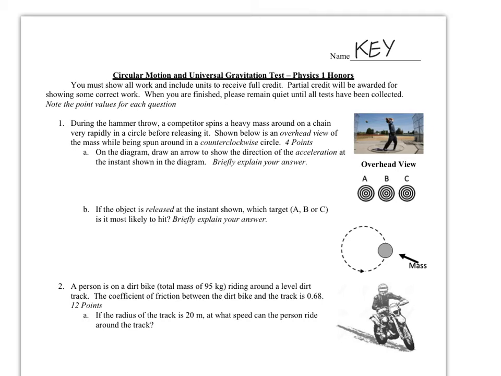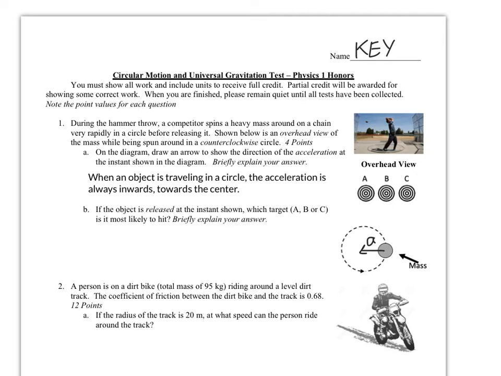Alright, so we're going to begin working through test number 4 here on circular motion and universal gravitation. So we'll start with this first conceptual question. We have this hammer being spun around in a circle like that, and we first want to know the direction of the acceleration at the moment shown. So that acceleration is going to be going directly to the left like that. And our reasoning there is that whenever we have an object traveling in a circle, the acceleration is always inward towards the center of the circle.